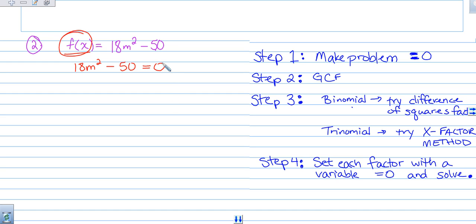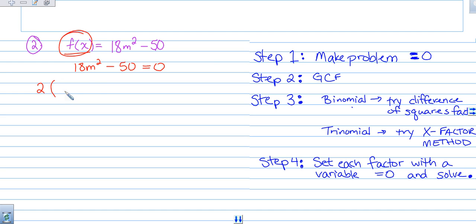Most of the time people like to have the equals 0 on the right side. It doesn't matter one way or the other. So you do whatever is comfortable with you. Step 2, we need to take out a GCF. Well, is there anything that goes into 18 and goes into 50? And that's a 2, so you can pull a 2 out. Okay? Do they both have a letter? No, they don't, so you can't take a letter out.